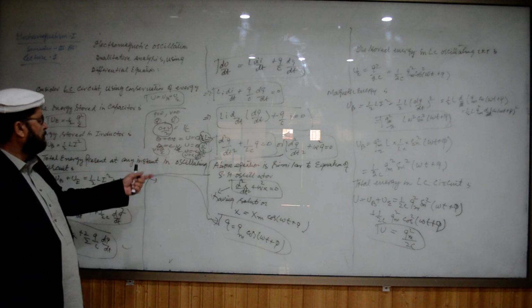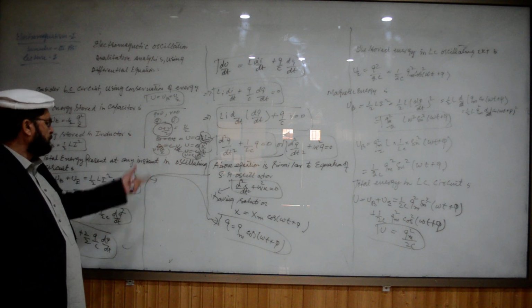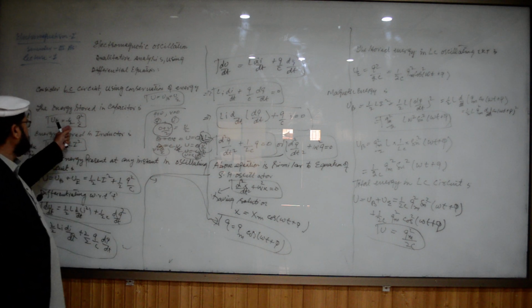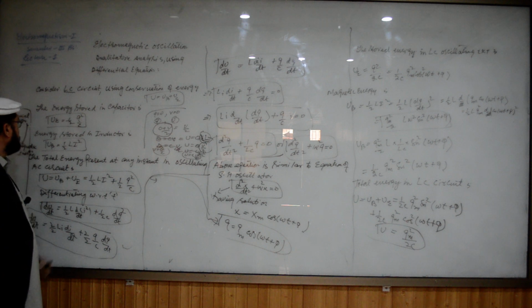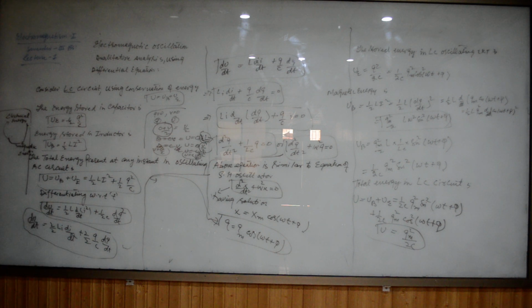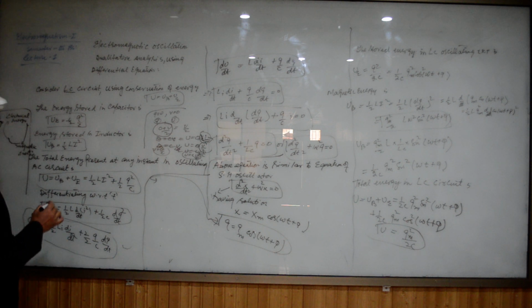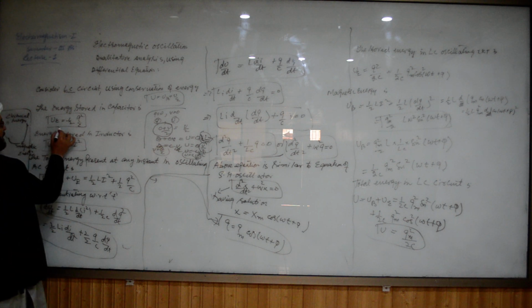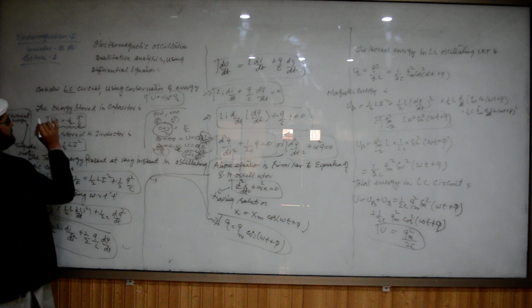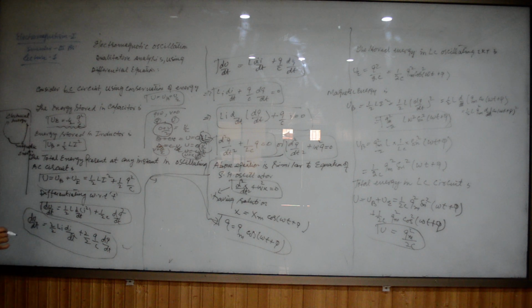If you put the value of V that is equal to Q by C, then again you will get 1 by 2 Q square by C in this case. So 1 by 2 Q square by C is basically nothing but the energy which is stored in the electric field of the capacitor.